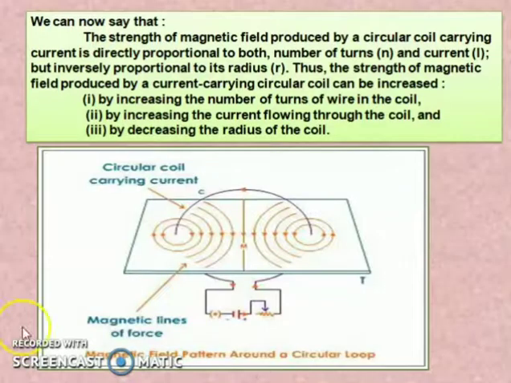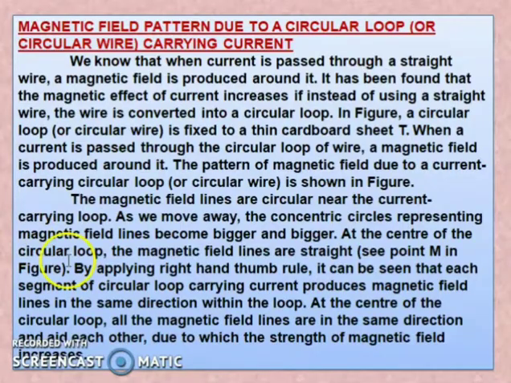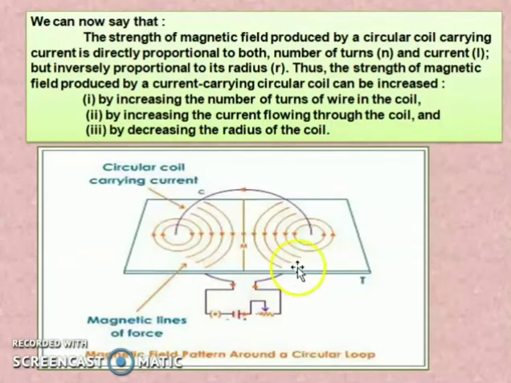So these are concentric circles. As we move away, the concentric circles become bigger, and at last they become a straight line. So as we move away, the concentric circle magnetic field lines become bigger and bigger. At the center of the circular loop, the magnetic field lines are straight. You can see that in the figure.